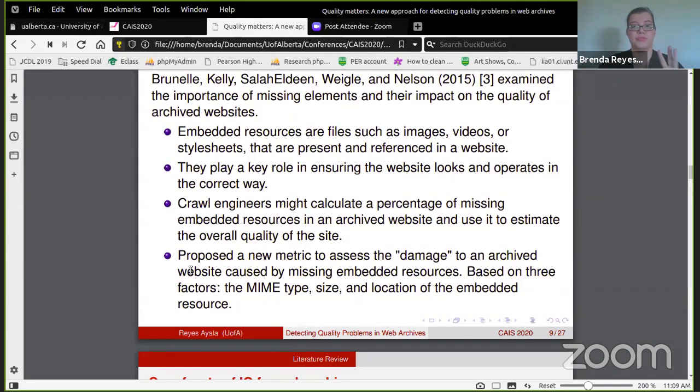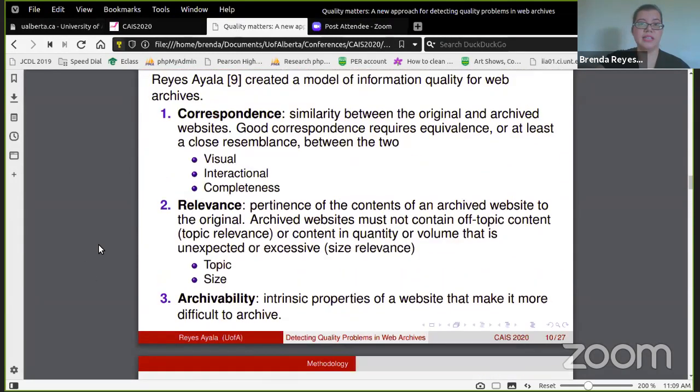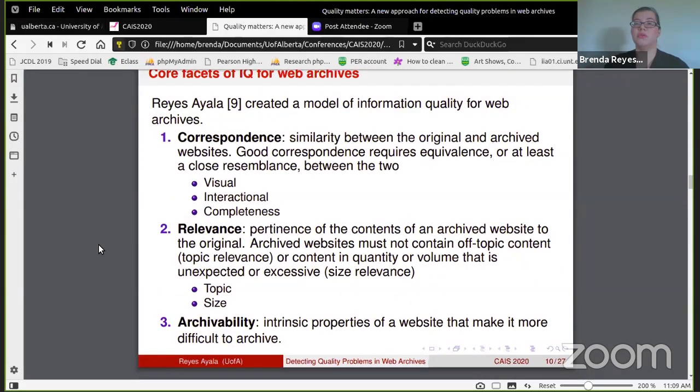and they based it on 3 factors: the MIME type, the size, and the location of the embedded resource. Another example is Reyes Ayala, who created a model of information quality for web archives. And she talked about 3 important facets of web archiving: quality, correspondence, relevance, and archivability.